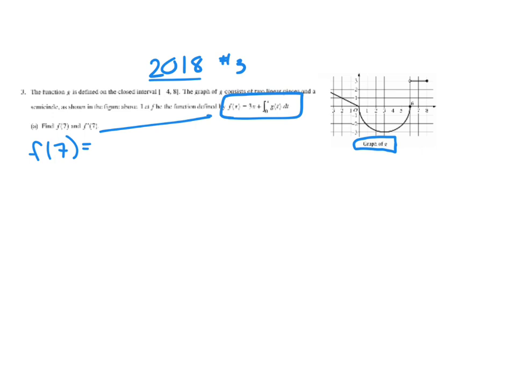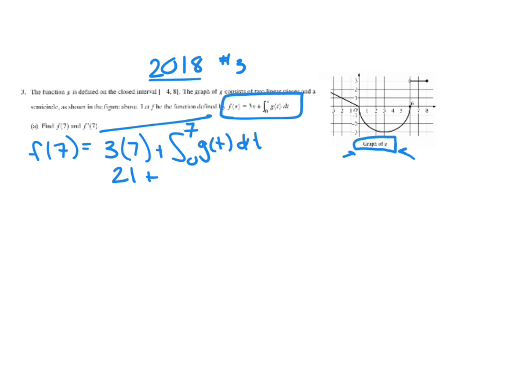So I'm going to go to this function and just replace my x's with 7. So I have 3 times 7 plus the integral from 0 to 7 of g of t dt. So you can see that they both come into play here. Obviously, this is 21 plus I have to integrate g of t. So I have to go over to this function. I have to find the area from 0 to 7.